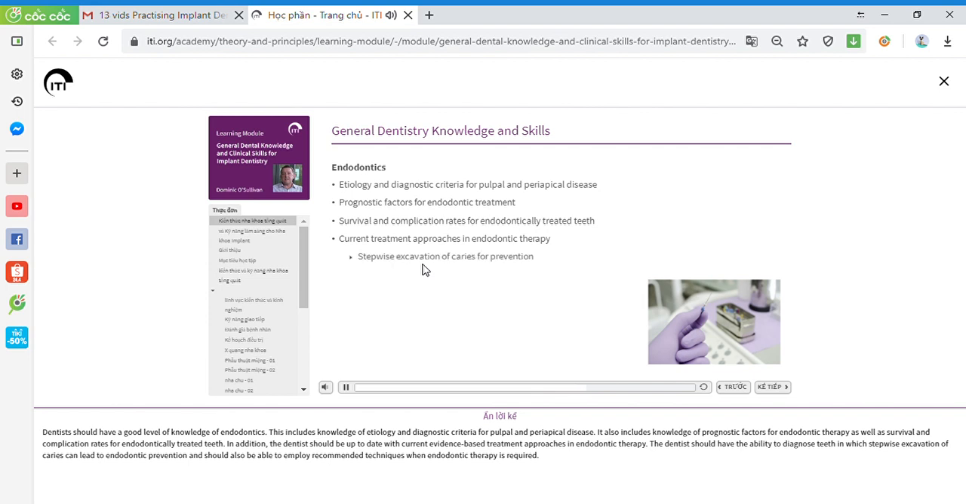The dentist should have the ability to diagnose teeth in which stepwise excavation of caries can lead to endodontic prevention, and should also be able to employ recommended techniques when endodontic therapy is required.